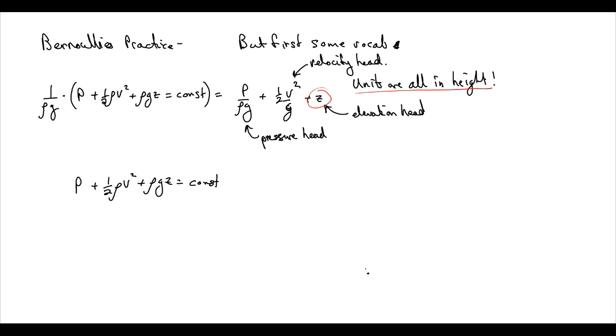we can talk about these things with different names. All these different sections are called different kinds of head. So we have a pressure head, a velocity head, and an elevation head. And this comes from, if you remember our section on manometers, if you take out the velocity because we have a hydrostatic system, and you set this equal to zero, then this equation becomes the hydrostatic equation.